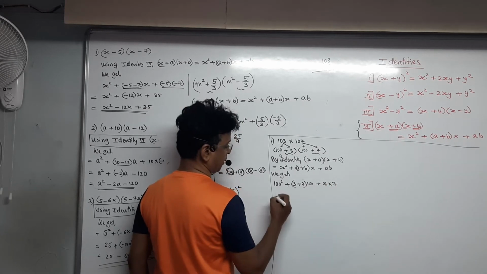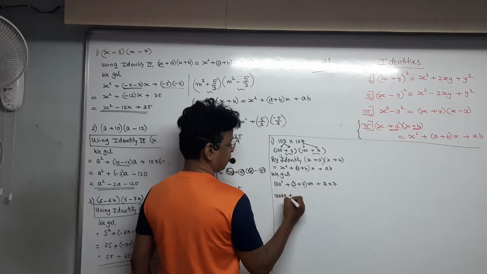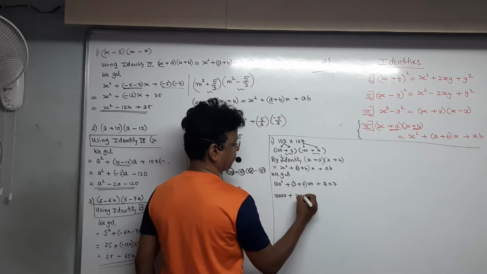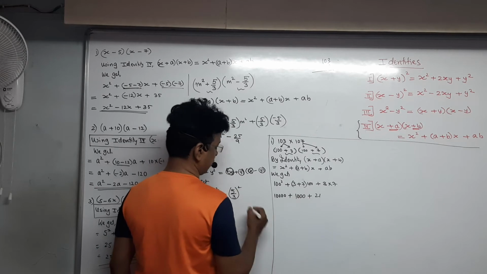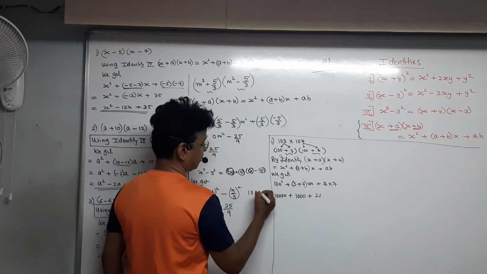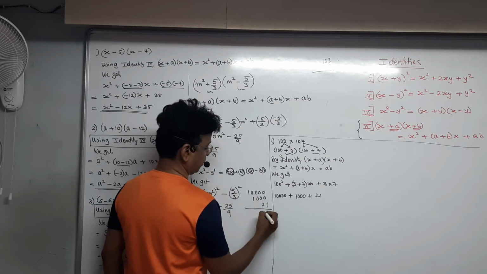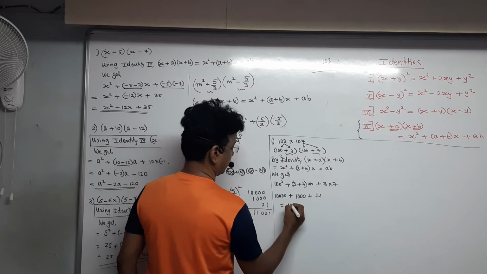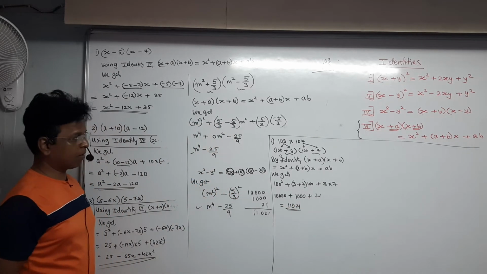So what do you get? 100 square is what? 1000? No, 10,000. 3 plus 7 will be 10, and 10 into 100 will be 1000. 3 sevens are 21. Thus you only have to add 10,000 plus 1,000 plus 21. That is equal to 11,021. This is your answer. Understood? Yes, sir.